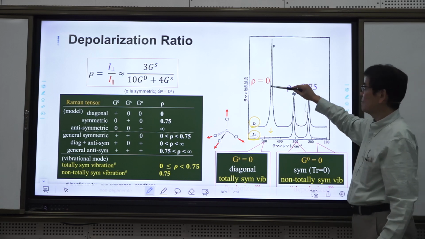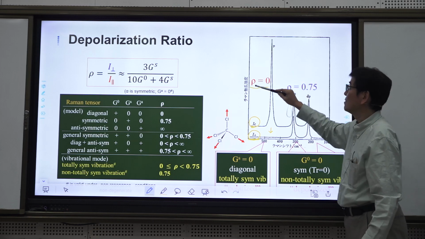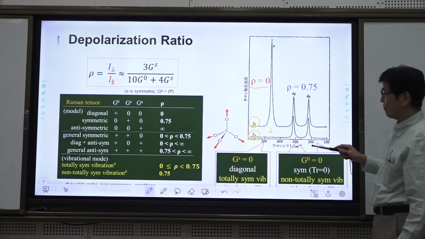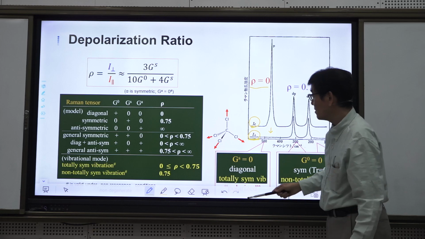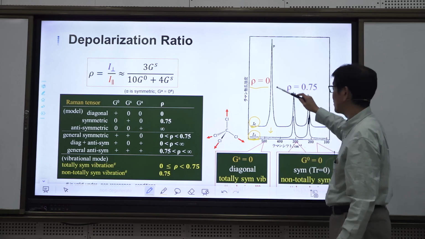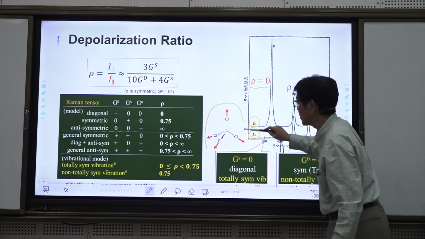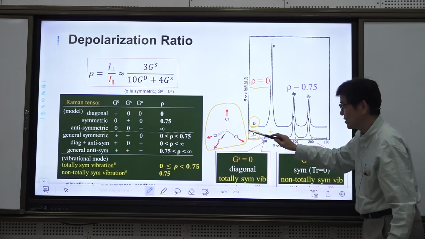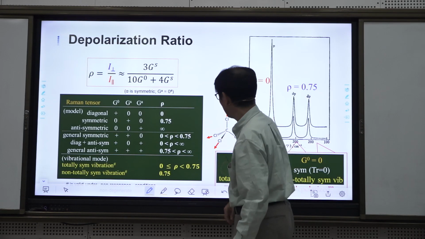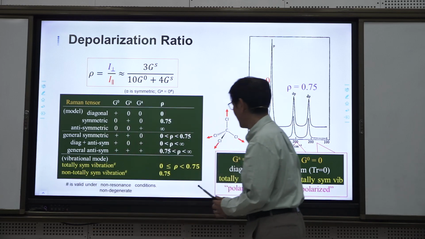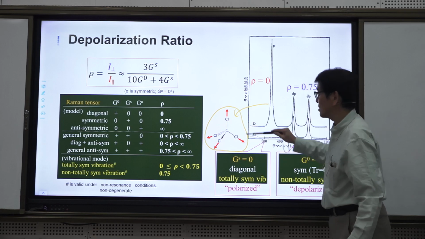In this case, it corresponds to the result rho is equal to 0. And this supports the idea that this peak is assignable to this vibrational mode, and this is a totally symmetric vibration. And accordingly, this peak is assigned to this vibration, and this is a totally symmetric vibration.